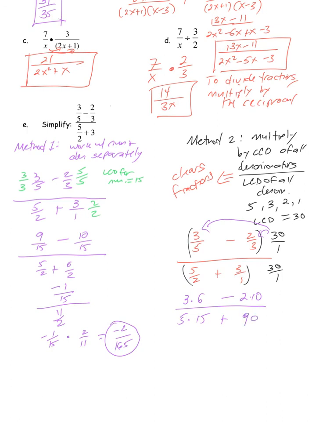So the numerator is 18 minus 20 over 5 times 15 is 75 plus 90, which is going to leave us with -2/165, which is the same answer as we got with method 1. All right, the benefit of using method 2 is that it clears all the fractions in one step.